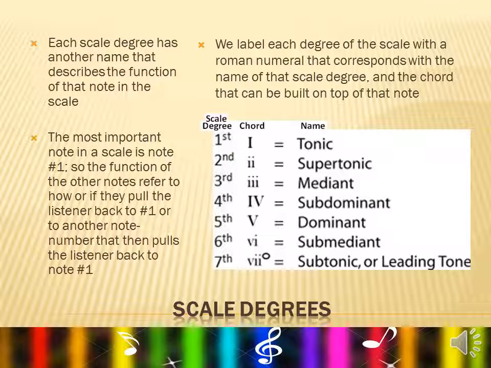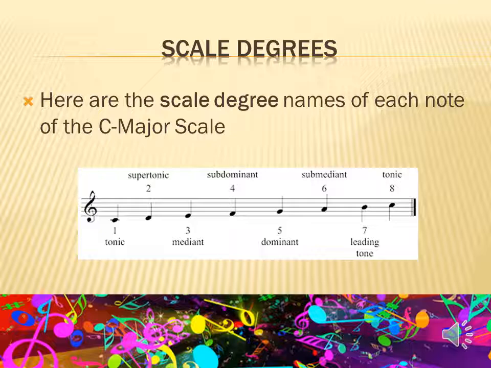in major scales. Here are the scale degree names of each note of the C major scale: tonic, supertonic, mediant, subdominant, dominant, submediant, leading tone, tonic.